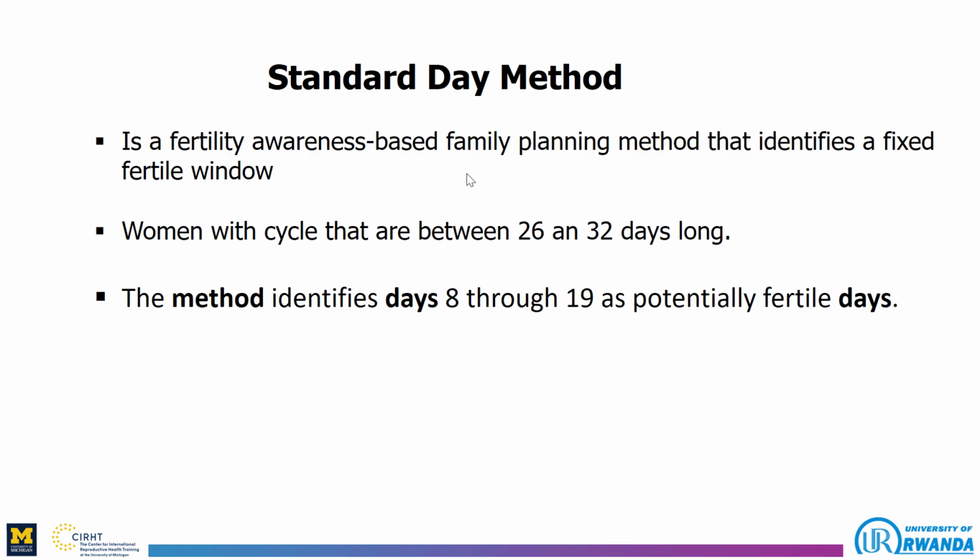Standard day method is a fertility awareness-based family planning method that identifies a fixed fertile window. For the standard day method, a woman has to know her cycle, and the cycle must be between 26 and 32 days long. The method identifies day 8 through 19 as potential fertile days. We will see more when using CycleBeads.